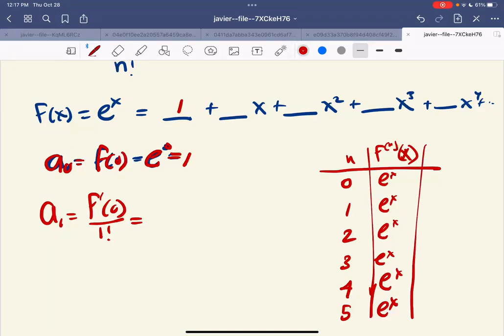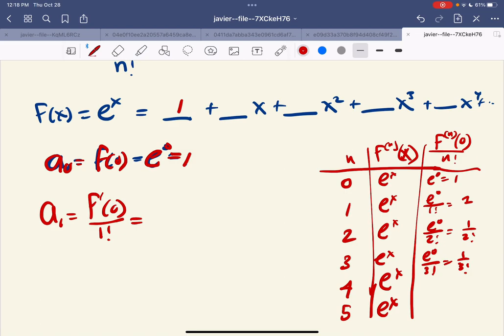Then I want to know what is f of n at 0 divided by n factorial. So e to the 0 is equal to 1, divided by 0 factorial is still equal to 1. Now this one will be e to the 0 divided by 1 factorial, that's equal to 1. This will be e to the 0 divided by 2 factorial, that's 1 over 2 factorial. 3, that would be e to the 0 divided by 3 factorial, that's 1 over 3 factorial. e to the 0 divided by 4 factorial will be 1 over 4 factorial, and so on and so forth. So this is 1, this is 1, this is 1 over 2 factorial, this is 1 over 3 factorial, this is 1 over 4 factorial.